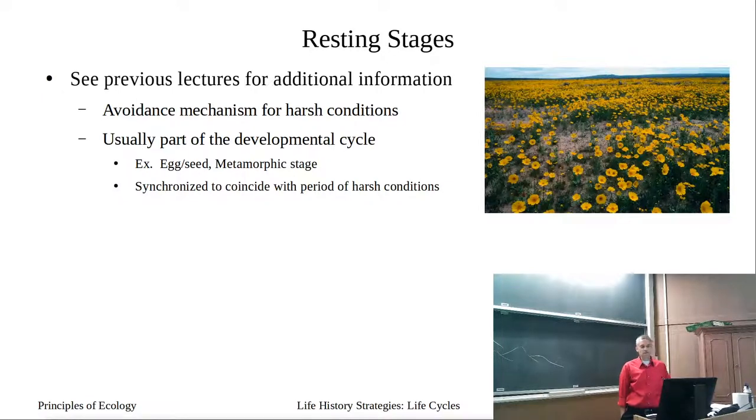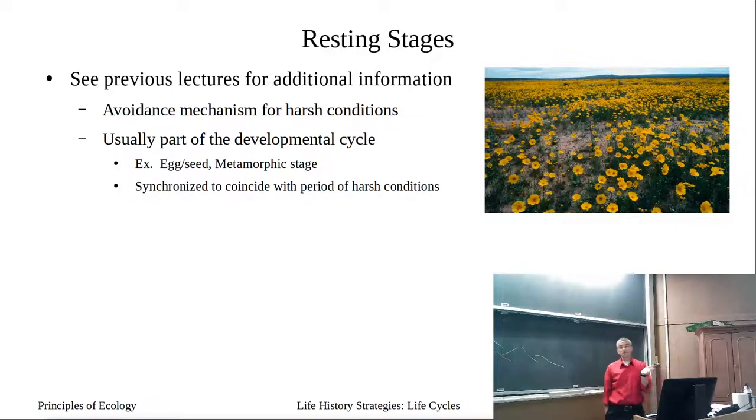If we're going to utilize it as an avoidance mechanism, it's usually built into one of the developmental stages or developmental cycles. So maybe it's just before you become the larvae, or maybe it's between the larval and the adult stage. What we do know is that if an organism is going to use these resting stages as an avoidance strategy, that stage, when it occurs, corresponds with our harsh conditions. So even here around Texas, we have moth species that pupate over the winter. They survive the winter in their little cocoon. And then in the spring, they come out and mate.